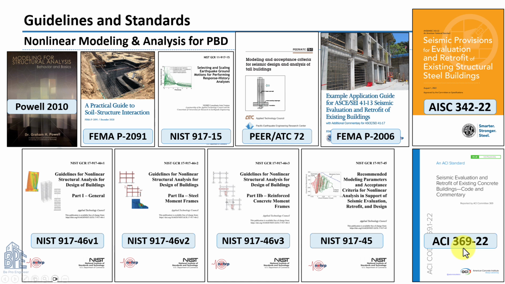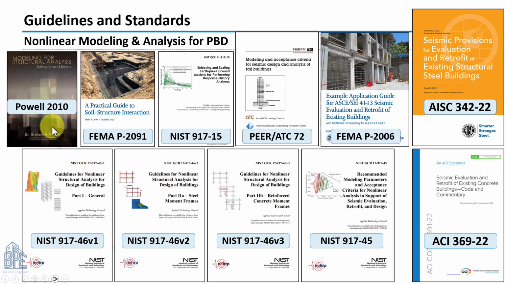Among the many resources available, we have 4 NIST documents. NIST 46 version 1 to version 3, and NIST 45. These were published in 2017, and they're high-quality references for both steel and concrete systems. They provide excellent detailed rules for modeling and acceptance criteria for structural components, really comprehensive information.